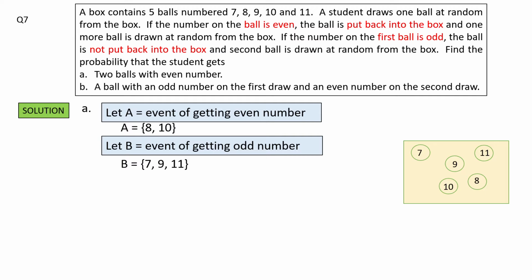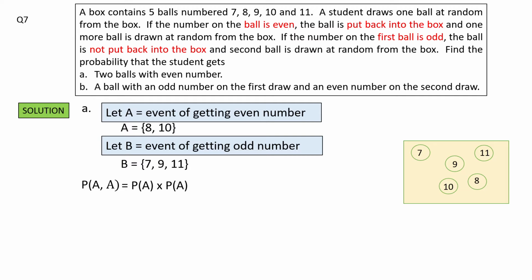Now let's continue with the question to find the probability that the student gets 2 balls with even number. So here we have only one outcome, that is first draw with even number and second ball also with even number. So that will be probability A and A, or you may write it as probability A times probability A. So what is A? Just now we defined A as the event of getting an even number.